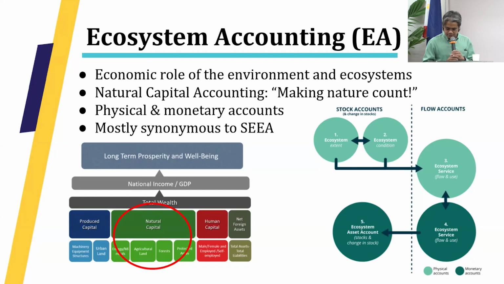So in other words, if you're rich in natural capital and ecosystem services, you are of course a wealthy country. And people will be happy, and well-being and prosperity will be assured. So that's the context.